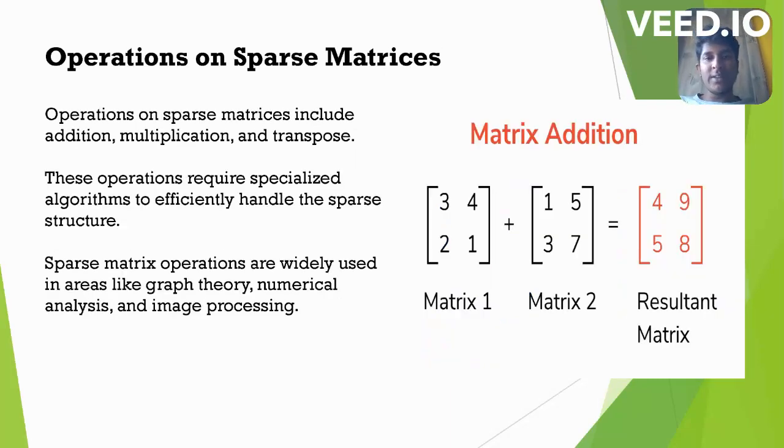Operations on sparse matrices. Operations on sparse matrices include addition, multiplication, and transpose. These operations require specialized algorithms to efficiently handle the sparse structure. Sparse matrix operations are widely used in areas like graph theory, numerical analysis, and image processing.